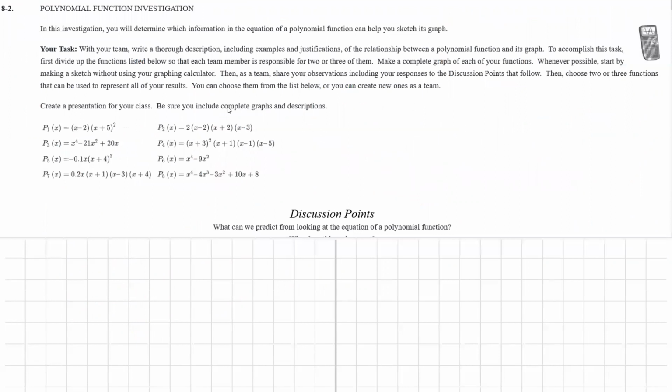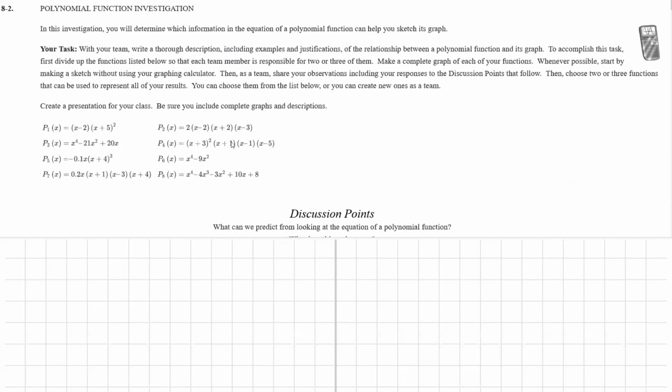So here's 8.2. In this investigation, determine which information in the equation of the polynomial function can help you sketch the graph. We're going to learn how to sketch these without a calculator. Write a thorough description, including examples and justifications of the relationship between polynomial function and its graph. To accomplish this task, first divide up the functions below so that each team member is responsible for 2 or 3 of them. I believe we're going to do the first 4, and then you guys are going to do the last 4 for finishing it up.